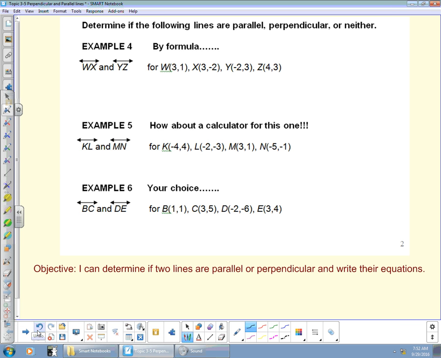All right, so in this example, I have 4 points, and I want to determine if the lines are parallel, perpendicular, or neither. And so line WX is going to contain the points W and X, and then line YZ is going to contain the points Y and Z. And so I'm going to go ahead and do these in the calculator.